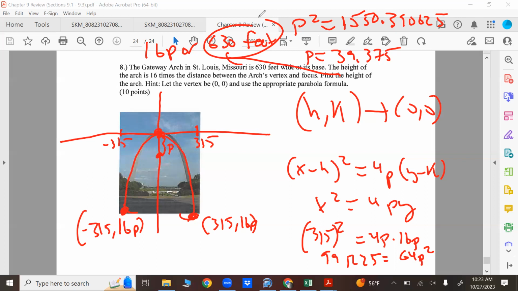So the height's 630 feet, and look it up. This is true. 630 feet of the Gateway Arch. I don't know, and I didn't get my degree in construction. But anyway, that's how you can work out those kinds of problems. So definitely put in a word problem.